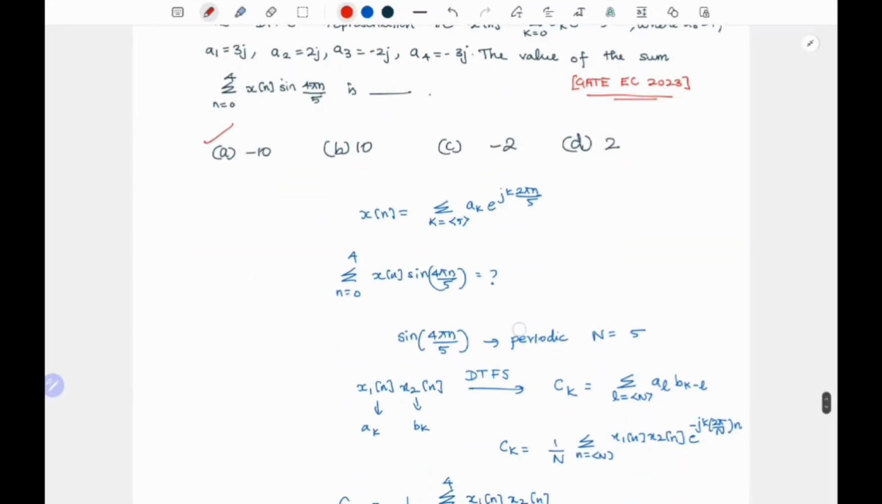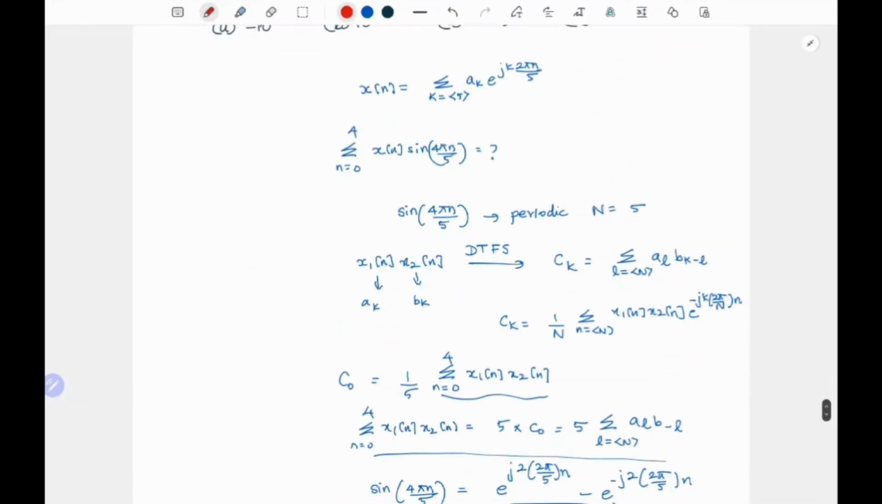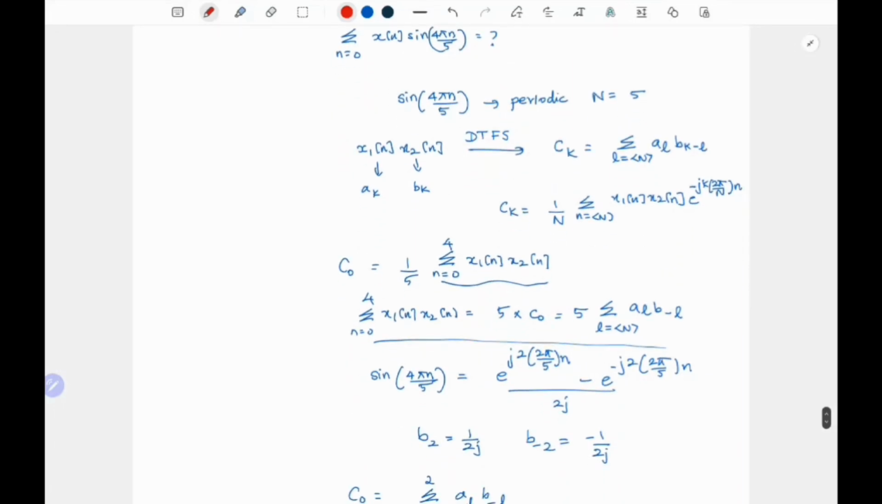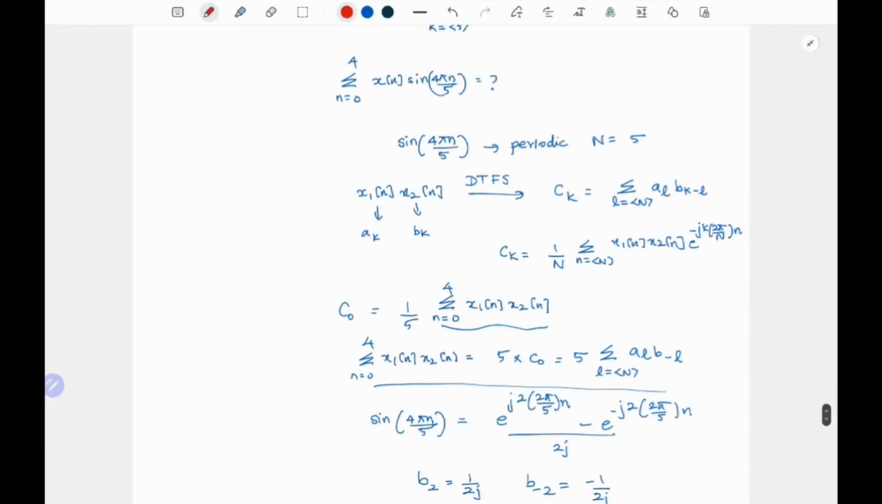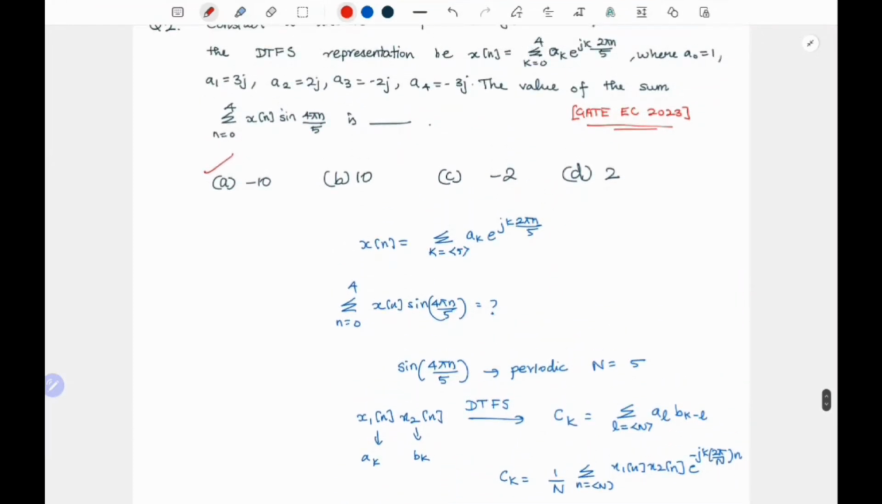But also you should be careful that when you are using these, you should not make any mistakes like missing out the factor of N, or including an extra factor of N here. Those kinds of mistakes you should avoid.